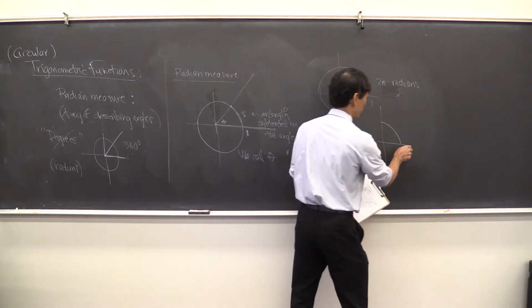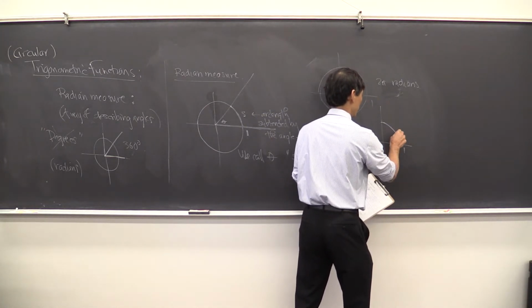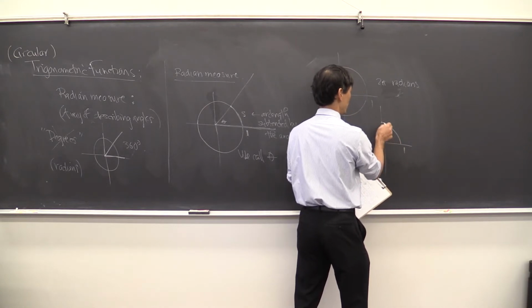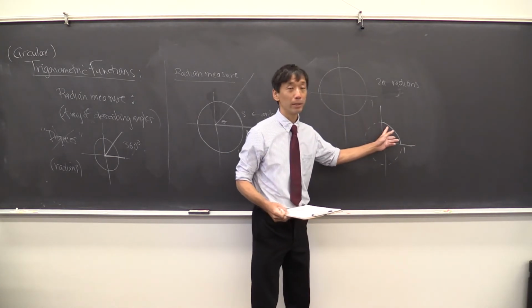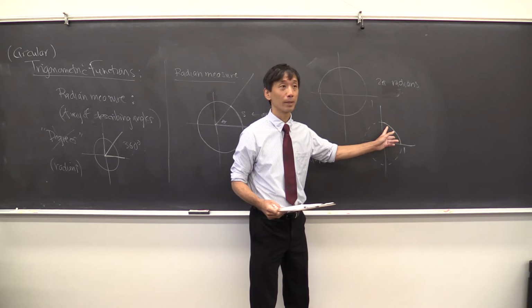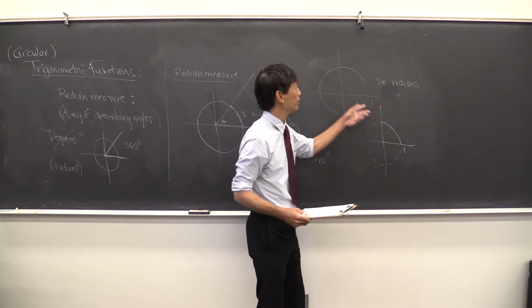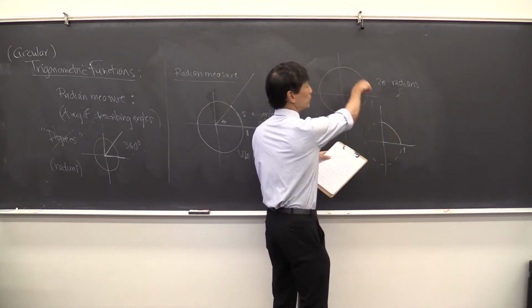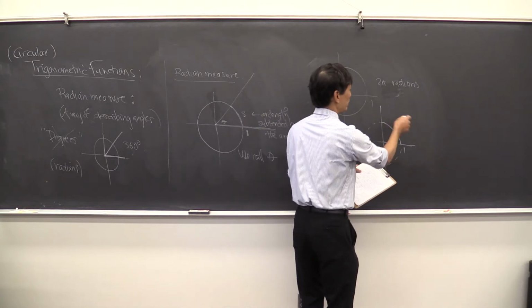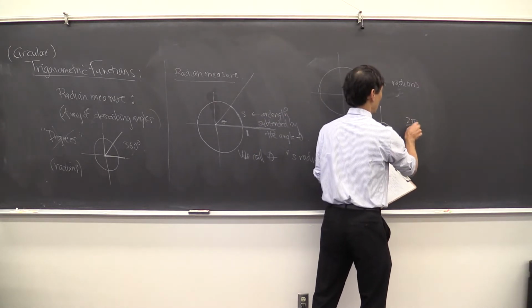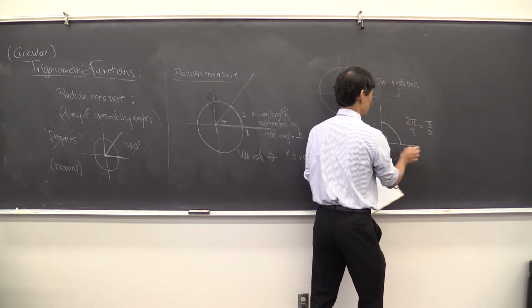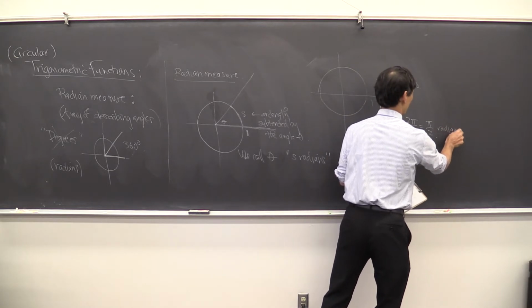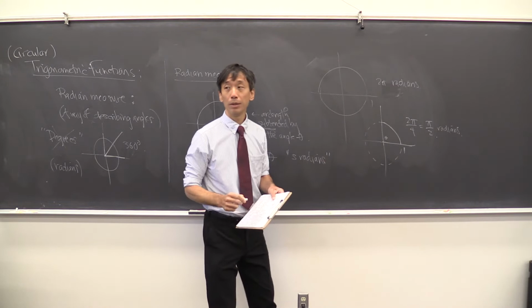Well, if we're on the unit circle, you look at how much of the unit circle is captured by this. What's the length of that? Pi over 2, right? Because the whole thing is 2 pi, and this is a quarter of that, a fourth of 2 pi, in other words, pi over 2. So this angle here is pi over 2 radians.